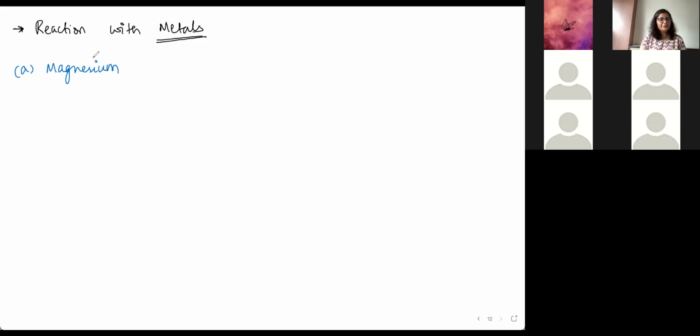Does this sound familiar to you guys? So haloalkanes, RX, when it reacts with magnesium in dry ether, because we don't want to ionize, like we don't want magnesium hydroxide and all, what do you get? RMgX. Yes. What is this called? Grignard reagent. Correct.